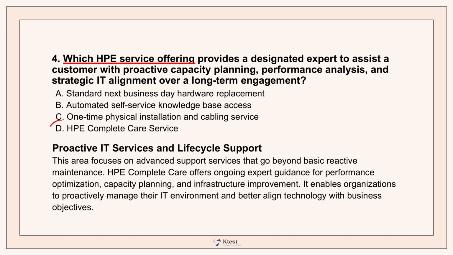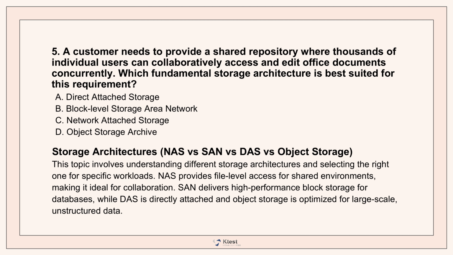Okay, we covered the business side. Let's dive back into the technical weeds to look at how thousands of users physically connect to the storage. Question 5. A customer needs a shared repository for thousands of concurrent users who will be simultaneously editing Office documents. Which architecture is most appropriate? Concurrent editing. Yep. Option A, direct attached storage. Option B, storage area network. Option C, network attached storage.